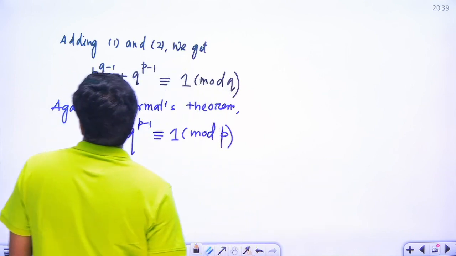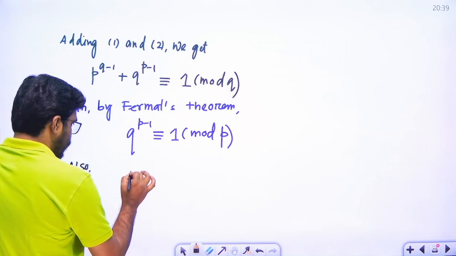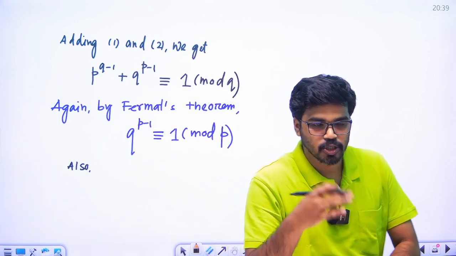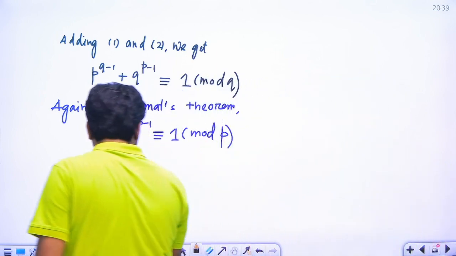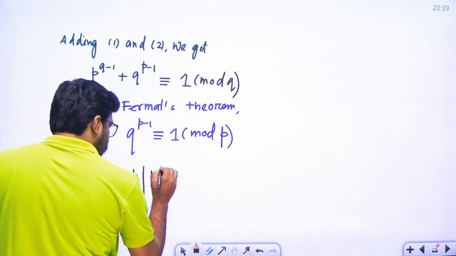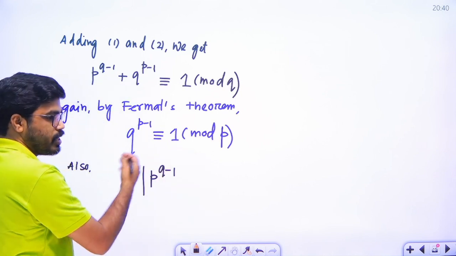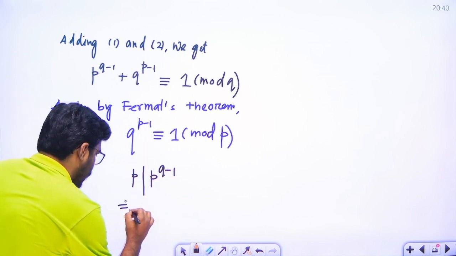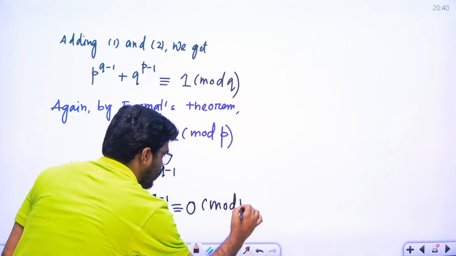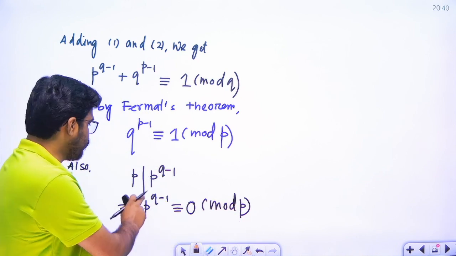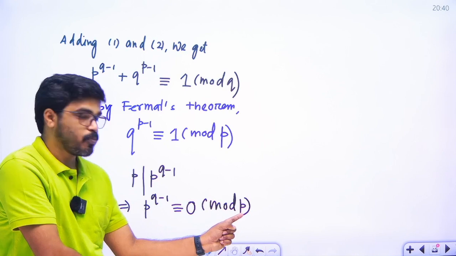Now, same process. Also, see, p certainly divides p, p certainly divides p square, p divides p cube, right? So p divides p to the power q minus 1, it is obvious. This implies p to the power q minus 1 is congruent to 0 modulo p, right? P divides p to the power q minus 1, that means p to the power q minus 1 is congruent to 0 modulo p.